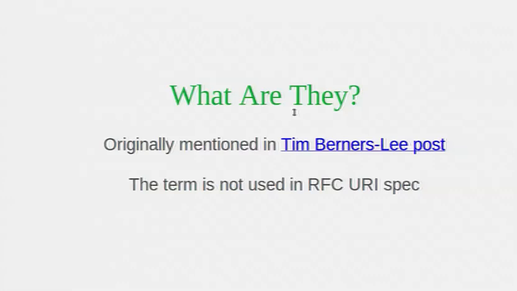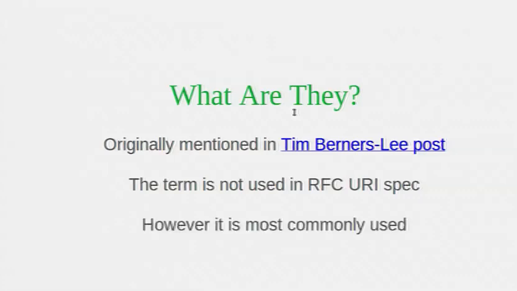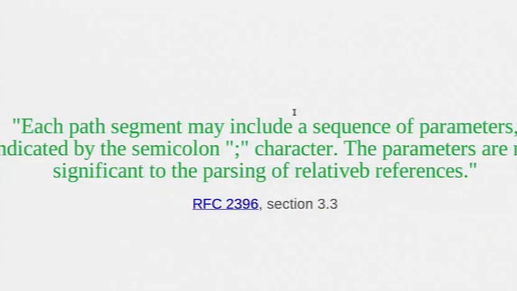But the term itself is not used in any of the RFC specs. So if you try to look for matrix variables in the HTTP spec, you're not going to find it there. But it is a commonly used term, and it's very distinct. We could have gone with some other names, like path parameter, but these are such general terms, and they're used in other places, that we felt it would only add confusion to do that.